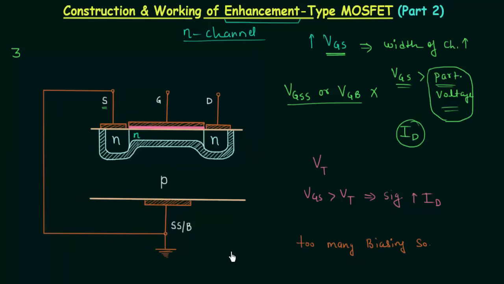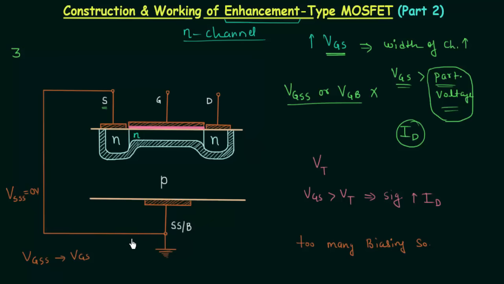Now you can see the potential difference between source and substrate is equal to 0. So we can write VSS equal to 0 volt. They are on the same potential, and we can also represent VGSS as VGS because S and SS are on the same potential. So I think this point is clear to you.